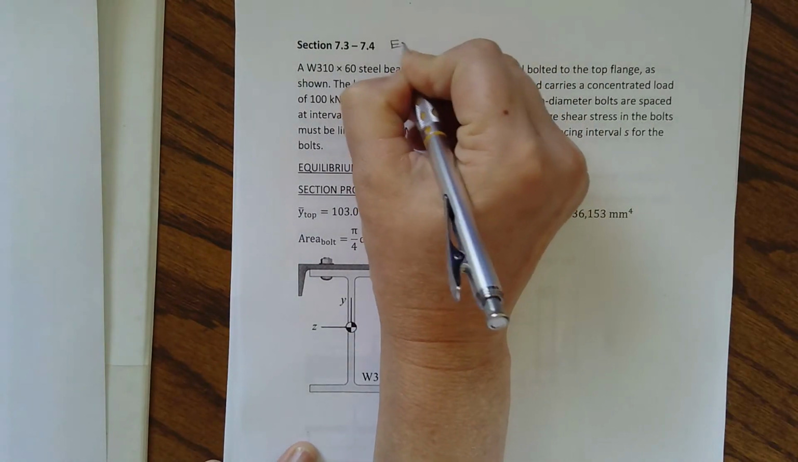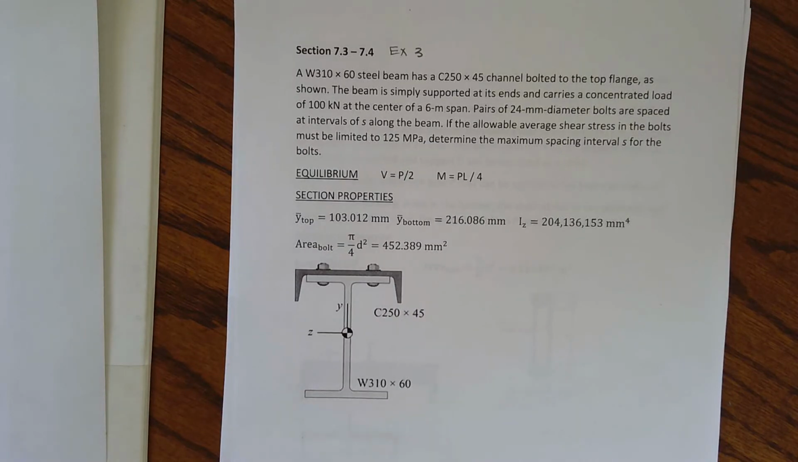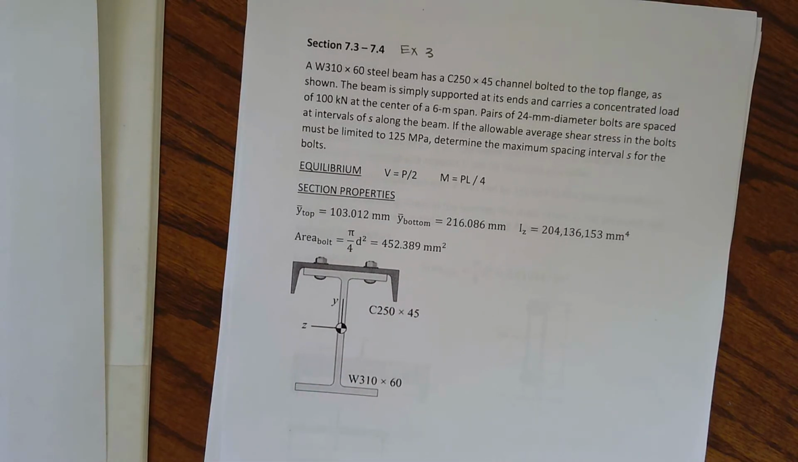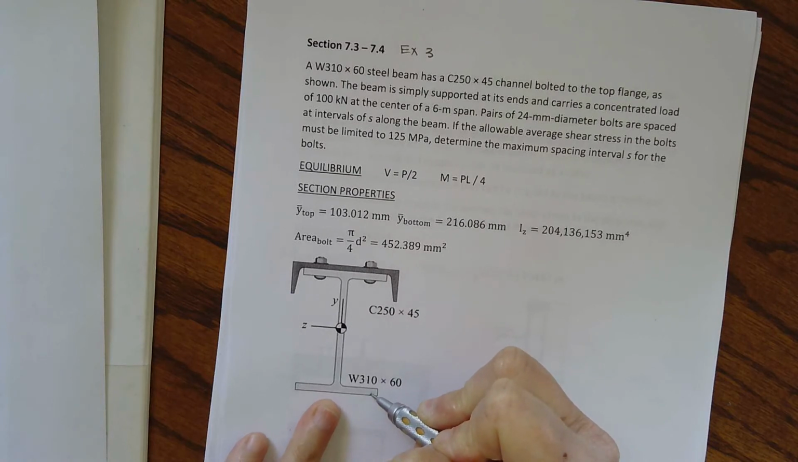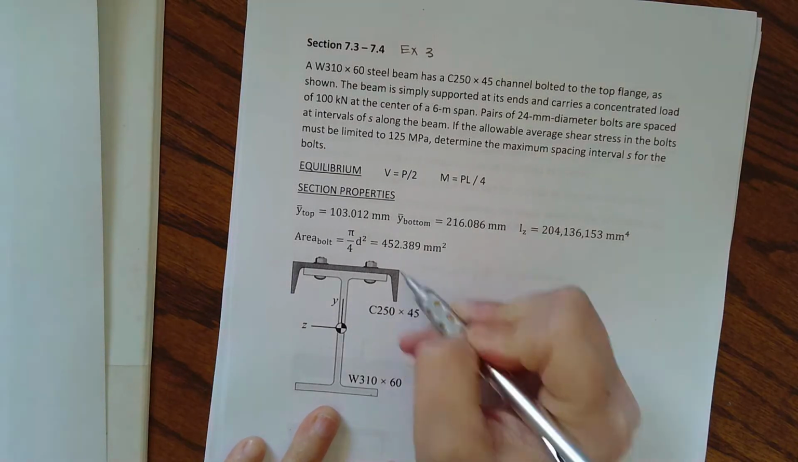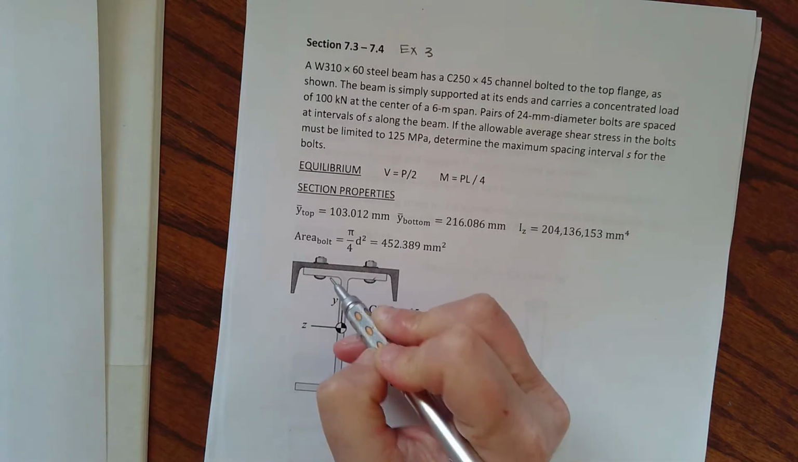Okay, we are in chapter 7. We are looking at connections, and I just wanted to go over this problem briefly. We talked in class a little bit about tables, like in the steel manual, that you could get section properties for different shapes. And so we have a W310 by 60 steel beam. It has a C250 by 45 channel bolted to the top flange as shown.